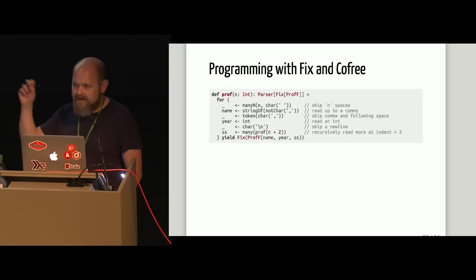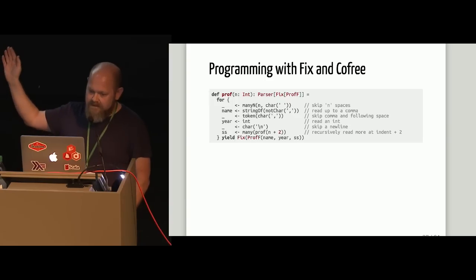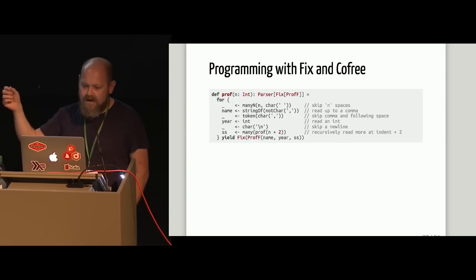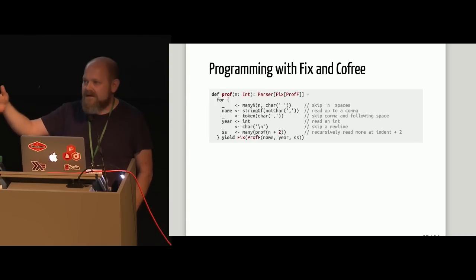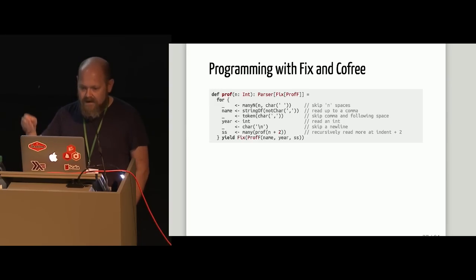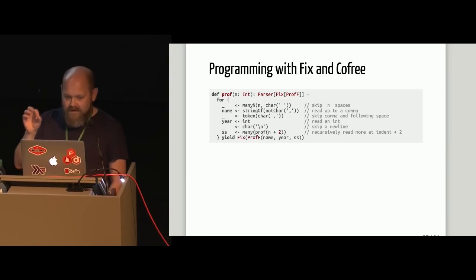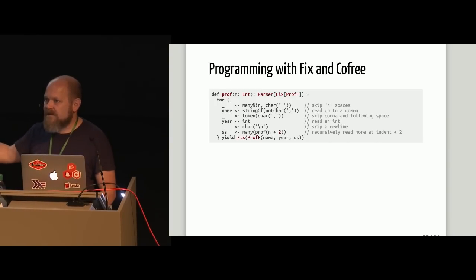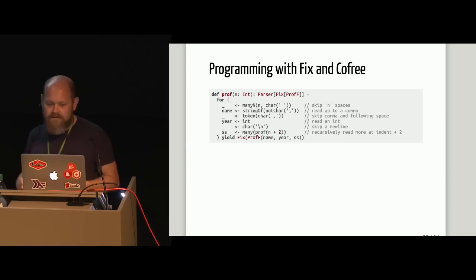So what do we do? We take an n, that's the indentation that we're looking for right now. So we skip the indentation, we read the name, so we read everything up to the comma, then we skip the comma and anything after, the spaces after it. We read an int, which is the year that the professor got his PhD, and then we discard the newline, and then we call ourselves recursively at an increased indentation to read any professors that are below the one we just read.